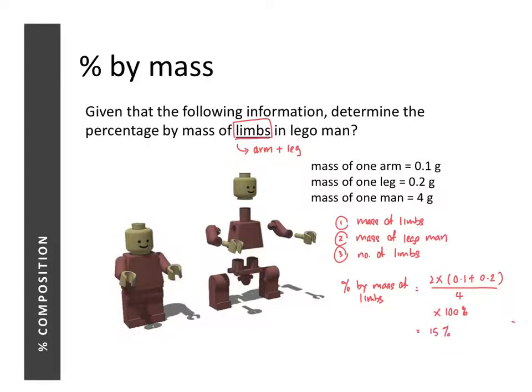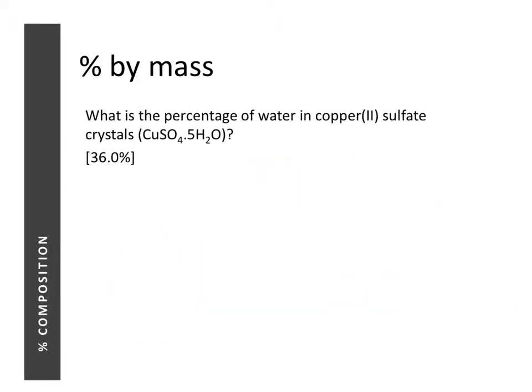So why are we looking at this example? It's because sometimes when we calculate percentage by mass, we don't just look at an element, we can look at the component of a compound. We're going to look at the example in the next slide. In this case, they are asking for the percentage of water in copper 2 sulfate. Don't get thrown off by this. The method is still the same.